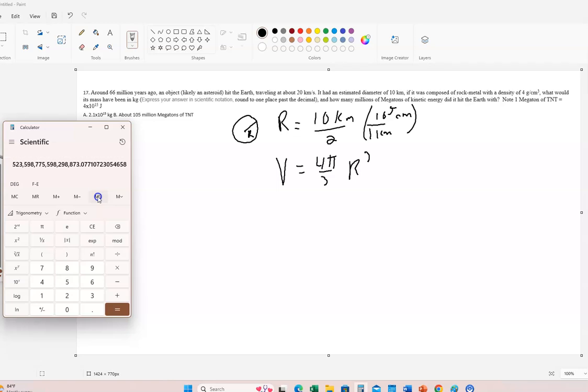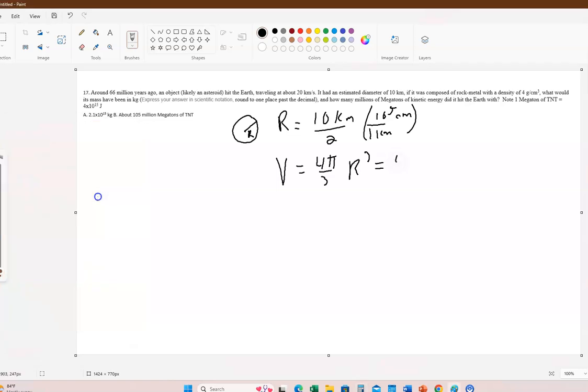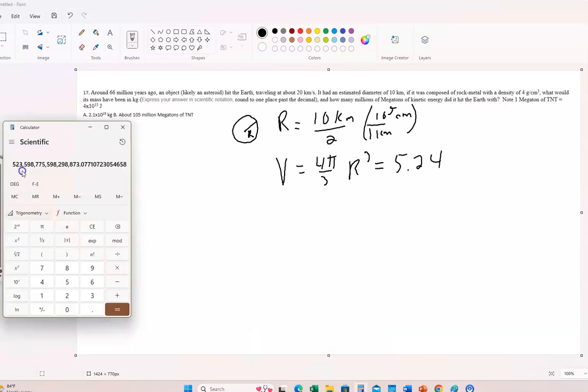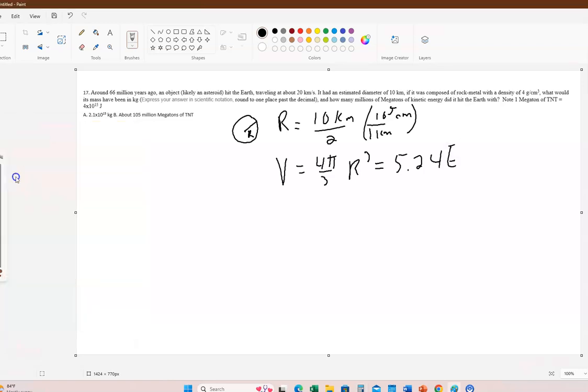This is going to be roughly 5.24. I'll figure out how many decimals this is. If I round it there, 5.24. Now I'm going to leave it unrounded just to actually do the calculation. So the decimal is right here between the 3 and the 0. Let's see how many decimals that is. It's 1, 2, 3, 6, 12, 15, 16, 17. So 5.24 times 10 to the 17, centimeters cubed.